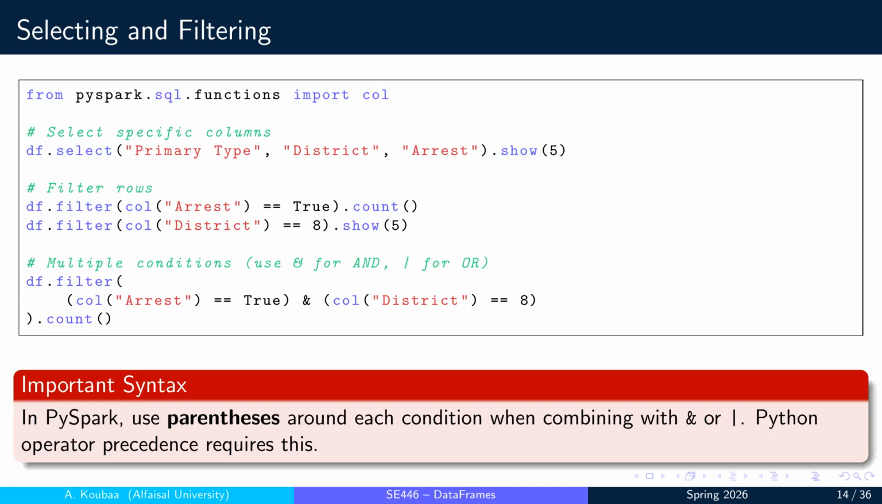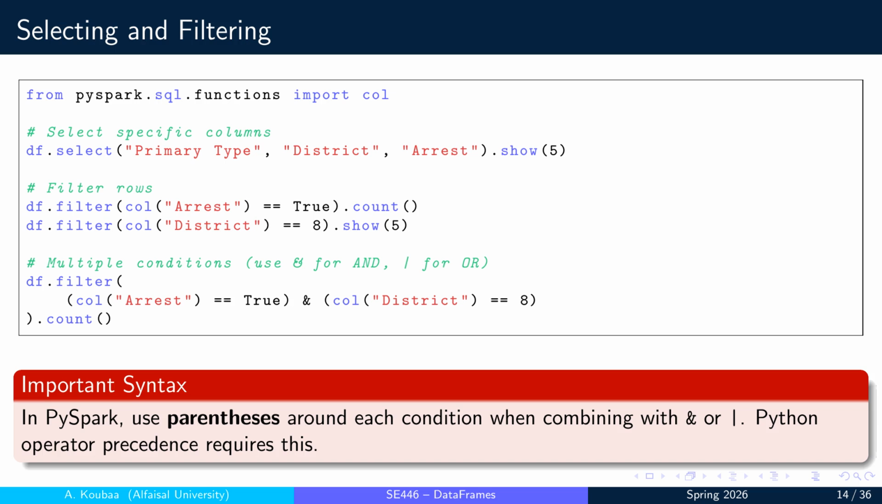All right, let's put the concepts of selecting and filtering into practice with some code. On this slide, we see the fundamental syntax for these operations. First, to select specific columns from our data frame, we use the select method. You can see we are passing the column names origin, destination, and delay as strings. This is very similar to how you might select columns in a pandas data frame and results in a new data frame containing only that subset of data.